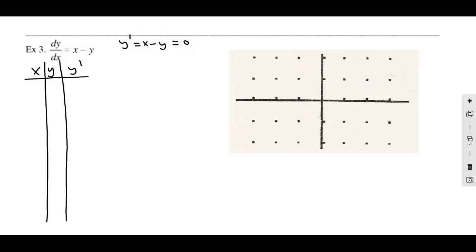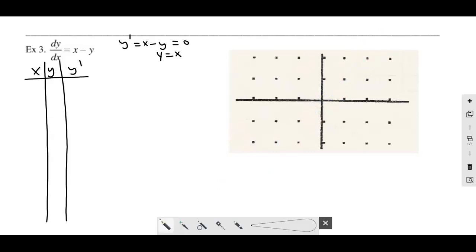Let's go find the 0 slopes, right? So add the y over. Anywhere that the x value equals y, anywhere on that line, y equals x, right? There's your line y equals x. Anywhere on that line, your slope is going to be 0.